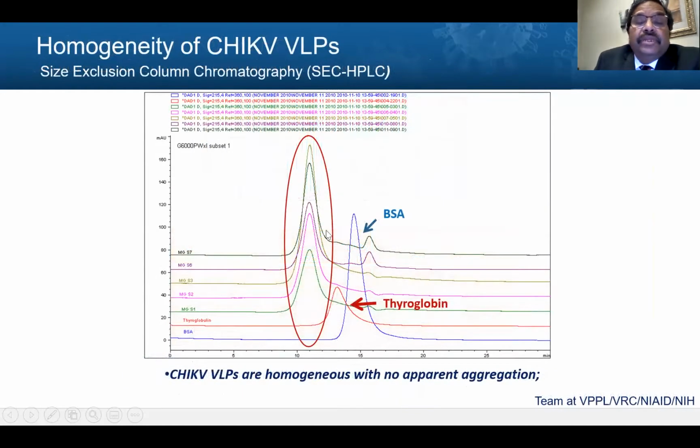Then we show the homogeneity. We have tested all these drug substance batches in the size exclusion HPLC analysis. And you can see that all these batches can be really overlaid. The peaks are symmetrical and there is no change in the retention time. We calibrated the column using these 2 standards here.